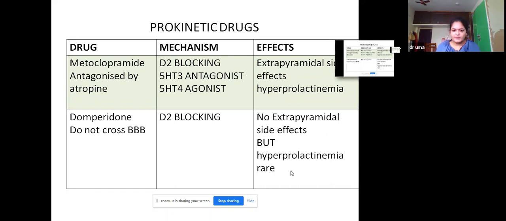And the next drug is domperidone. It does not cross the blood-brain barrier. The mechanism of action is only D2 blocking. So as it does not cross the blood-brain barrier, there are no extrapyramidal side effects with this drug, but hyperprolactinemia is very rare.